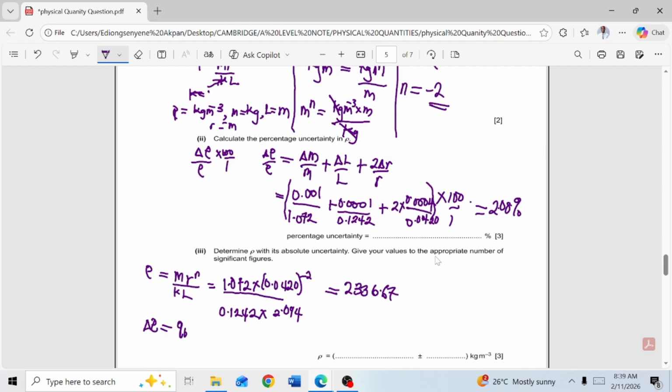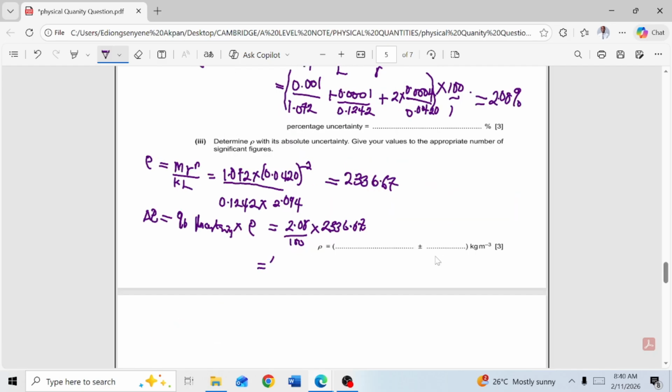percentage uncertainty times density. That gives us 2.08 over 100 times 2336.67, which is 48.6. You must change your uncertainty to one significant figure. So this will give you 50.